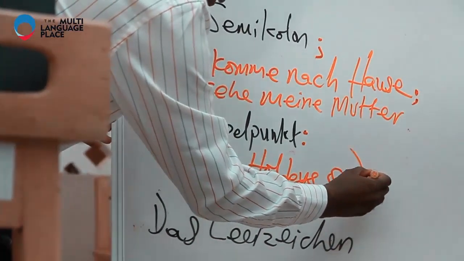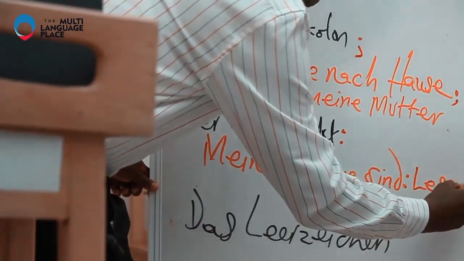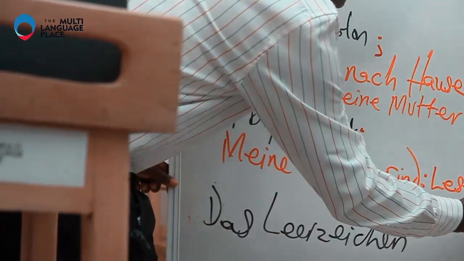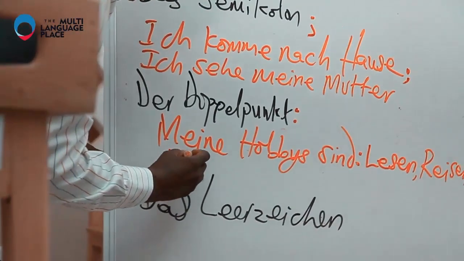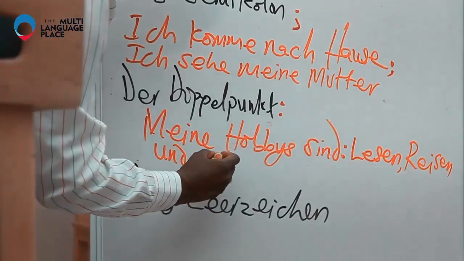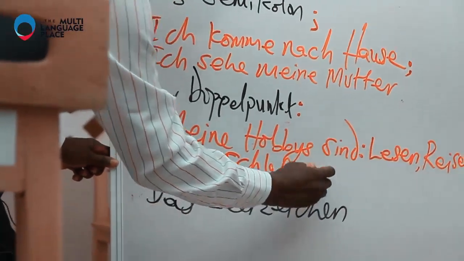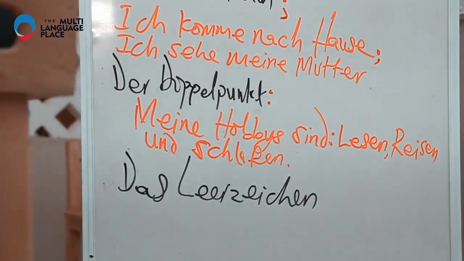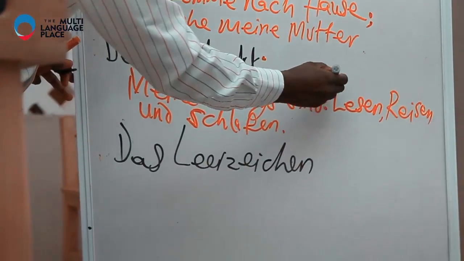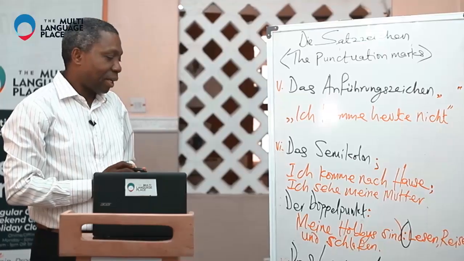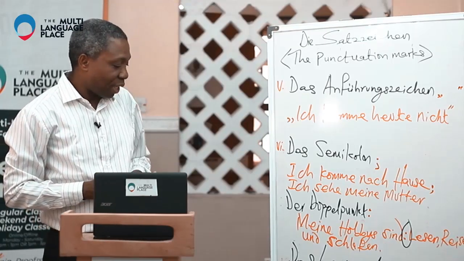We have the sign here: lesen, reisen und schlafen. Capital S, schlafen. Okay? So we have meine Hobbys sind, and then we have the Doppelpunkt here, showing us the things that are the hobbies, before the itemization of the hobbies.